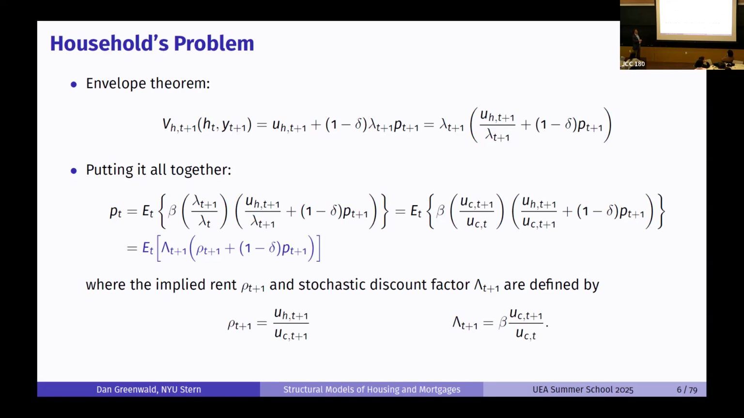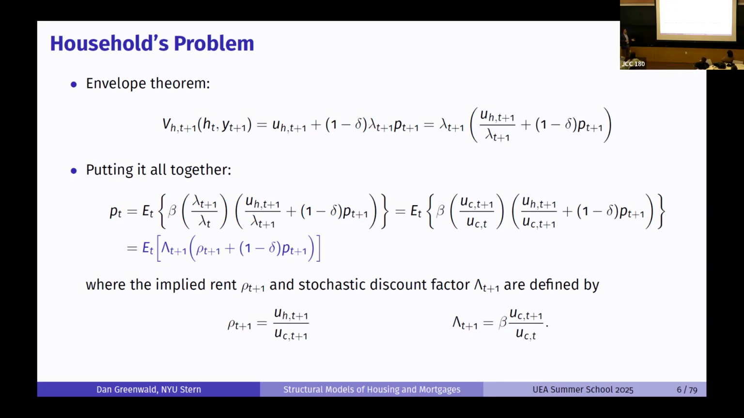Because actually this contains objects that we use, well, at least I use a lot, probably many of you do too, right? So this thing here, beta times the marginal utility of consumption tomorrow divided by the marginal utility of consumption today, that is the stochastic discount factor, right? If you have a consumption-based model, right? And then this thing, the U_H over U_C, that's the marginal rate of substitution between housing services and non-durable consumption.